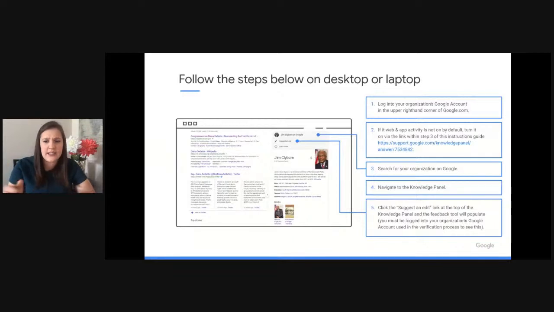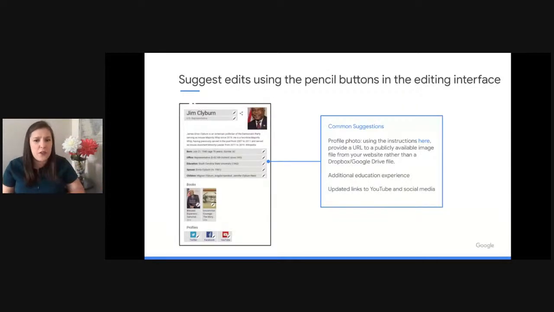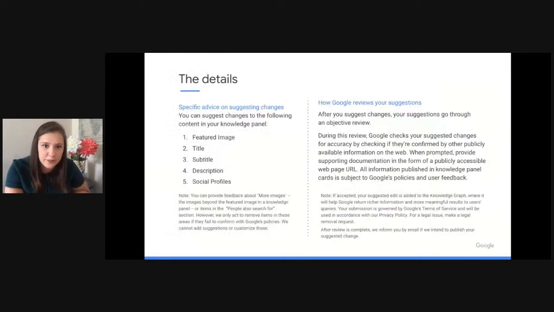Some things that I'd like to point out. Unfortunately, you can't change the Wikipedia snippet, but you can suggest some other pieces as well. So changing the photo, a lot of folks like to swap that out, making sure you have the additional education experience, updating your links to social media, depending on which Twitter profile you want to surface, which Facebook profile, which YouTube channel, you can change that all right here and suggest an authoritative edit.